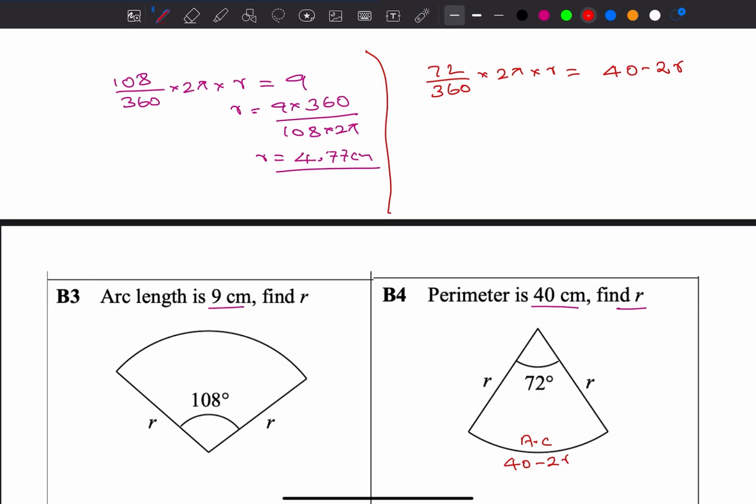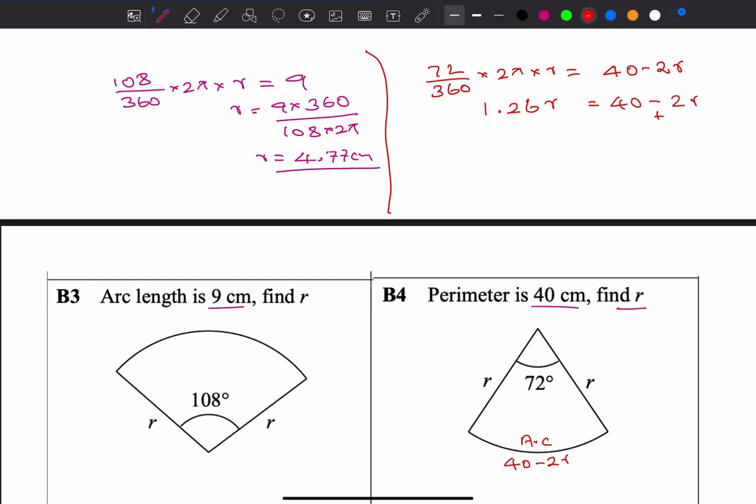Okay, now what you could do on this question, because the approach will be a little bit different, I'll just work this out. I type in my calculator 72 over 360 times 2 pi, which will give you 1.26 roughly. So 1.26 times r is 1.26r. I will type just this bit in the calculator, and that's 1.26r equals 40, take away 2r.